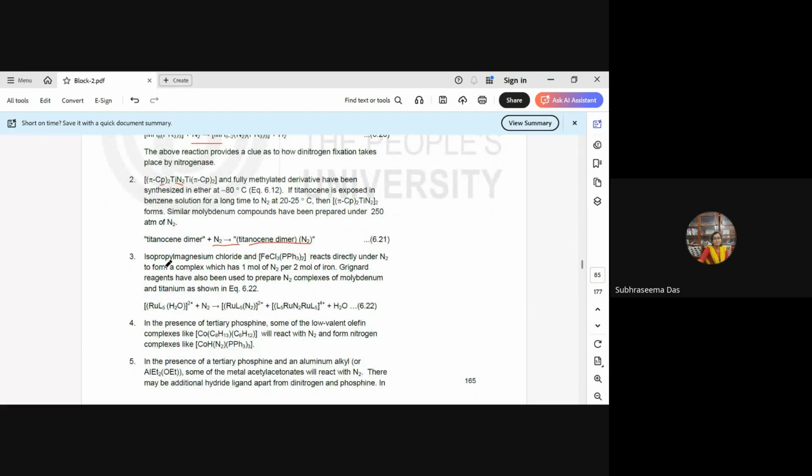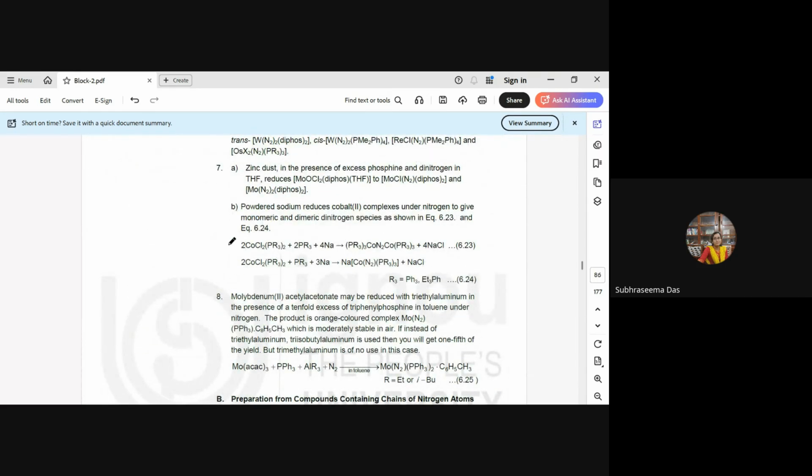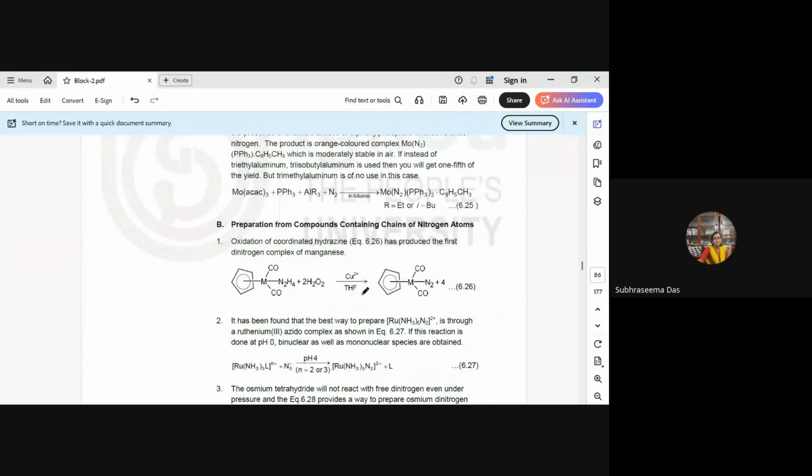Also, isopropyl magnesium chloride reacts directly with N2 to form the complex. Likewise, these are some of the processes by which we can use N2 directly to prepare dinitrogen complexes. Then preparation from compounds containing chains of nitrogen atoms.